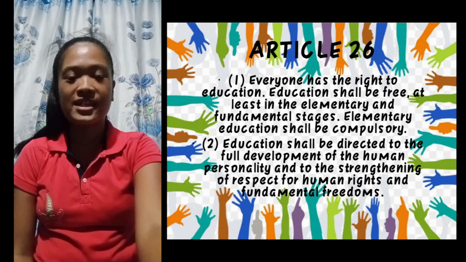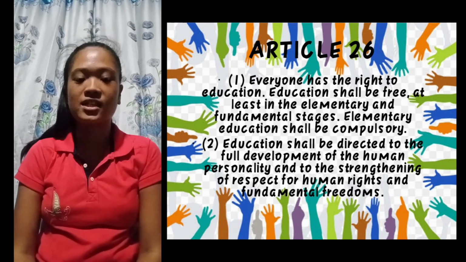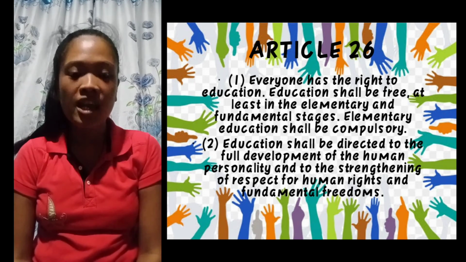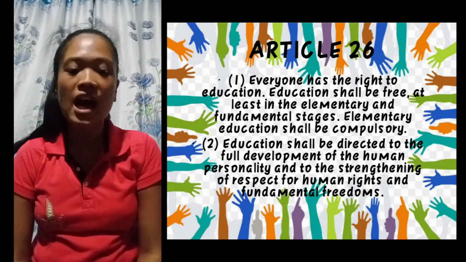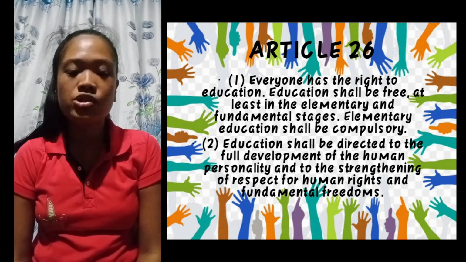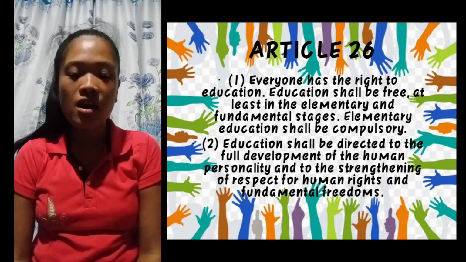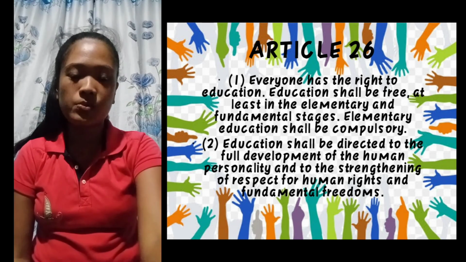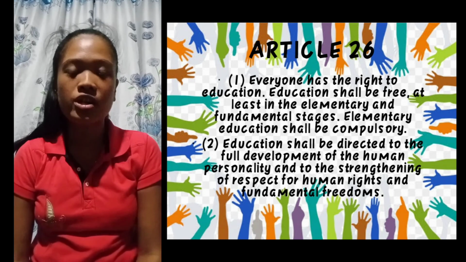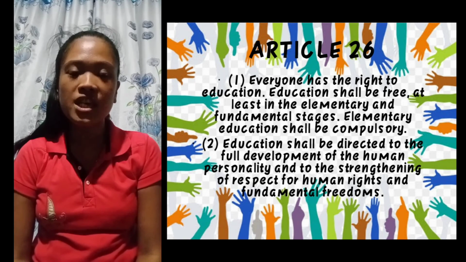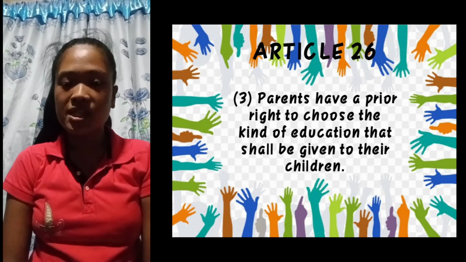Next is Article 26. Everyone has the right to education. Education shall be free, at least in the elementary and fundamental stages. Elementary education shall be compulsory, technical and professional education shall be made generally available, and higher education shall be equally accessible to all on the basis of merit. Another is education shall be directed to the full development of the human personality and to the strengthening of respect for human rights and fundamental freedoms. It shall promote understanding, tolerance, and friendship among all nations, racial or religious groups, and shall further the activities of the United Nations for the maintenance of peace.